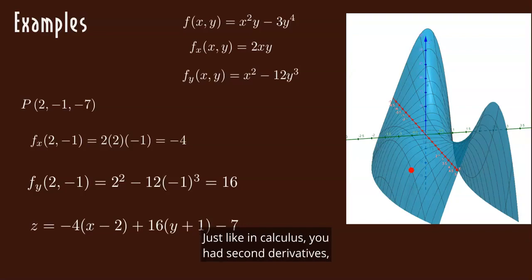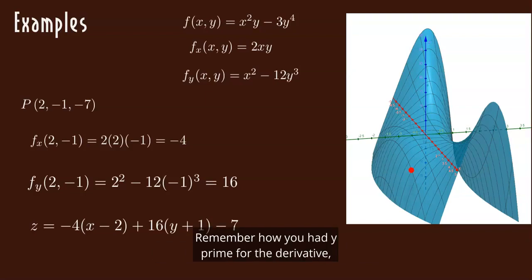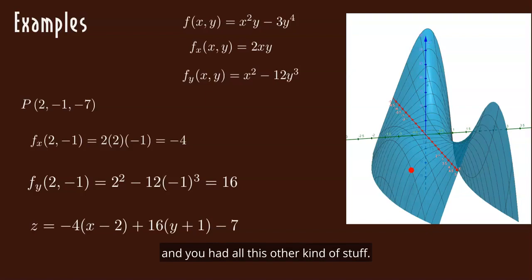Just like in calculus, you had second derivatives. We have second derivatives, and we could have third derivatives and fourth derivatives, but let's just stick with second derivatives. The thing is, we've got x's and y's floating around, so we've got different ways of doing this. And we have other notation. Remember how you had y prime for the derivative, but you also had dy dx, and you had all this other kind of stuff?